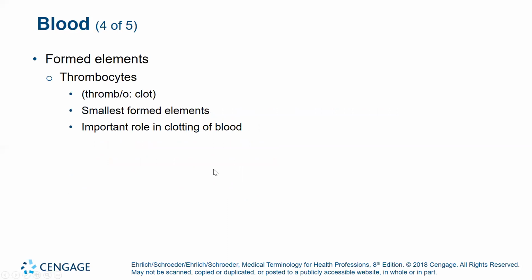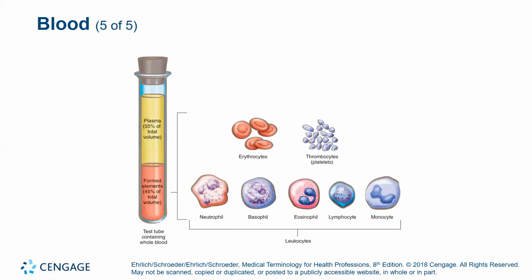And then the last one we have is thrombocytes. Looking at that term, you can break it down. Thrombo is clot. The smallest formed element, it has an important role in clotting of blood. Thrombocytes are also known as platelets. And here you can see the figure of the major fluid and formed components of blood. So you have plasma, 55% of total volume, and formed elements, 45% of total volume. This is where your neutrophil, basophil, eosinophil, lymphocyte, monocyte are. Your leukocytes are your white blood cells. You have your erythrocytes and then the thrombocytes, which are your platelets.